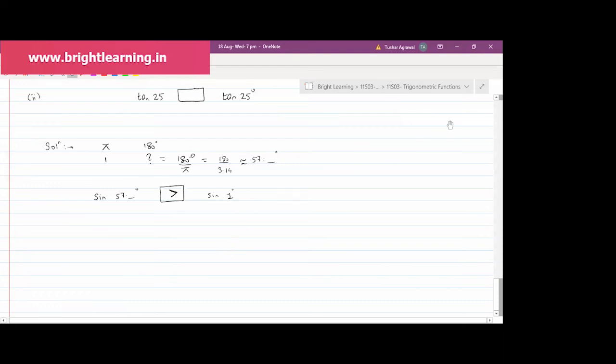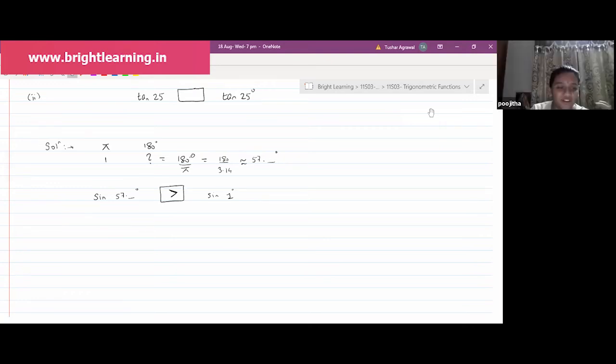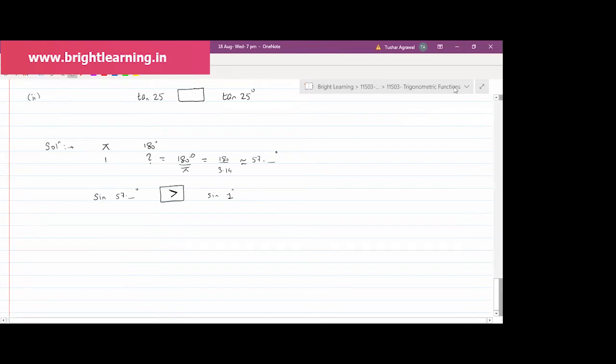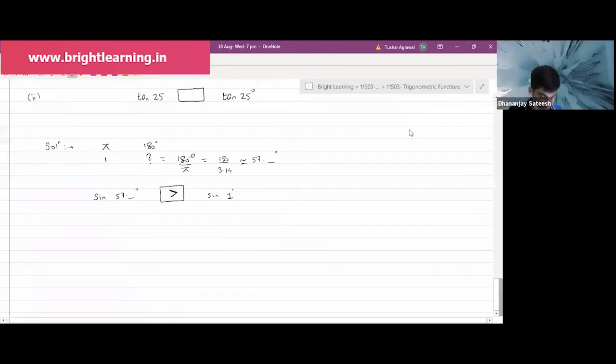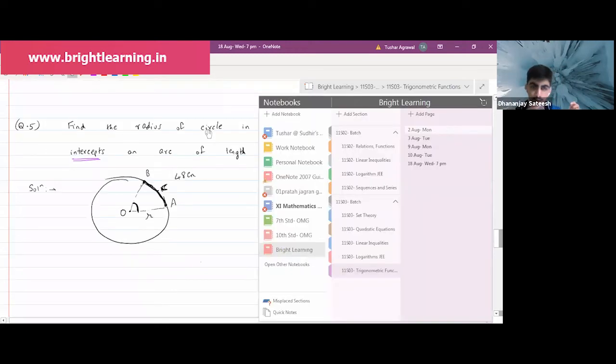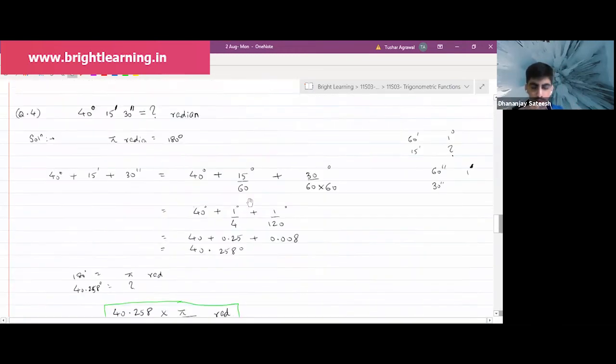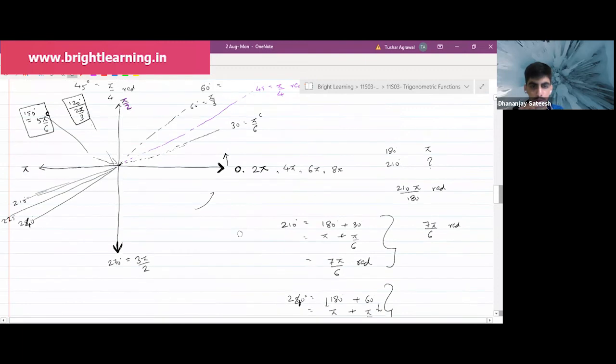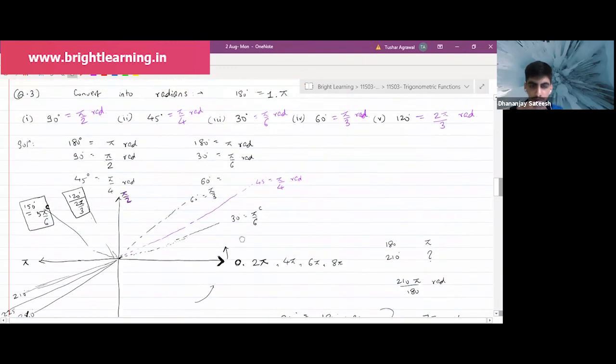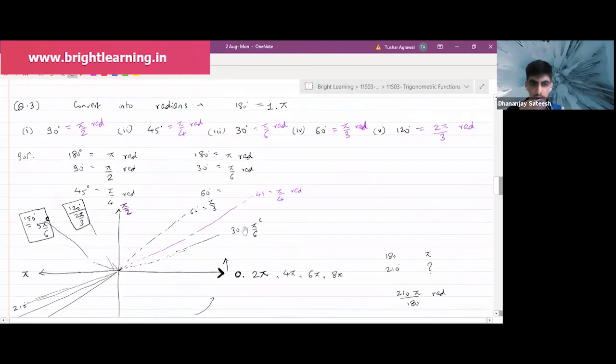Okay. Then Pooja has raised hand. Pooja, tell me. Sir, I did not get it. I am getting something like 7.2. Okay. Dhananjay, tell me. So basically, tan of 25 radian, first 25 radian will be around 180 by pi into 25, so it should approximately be 14,400 something.